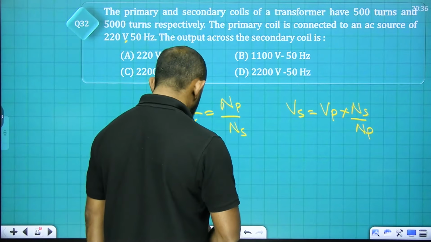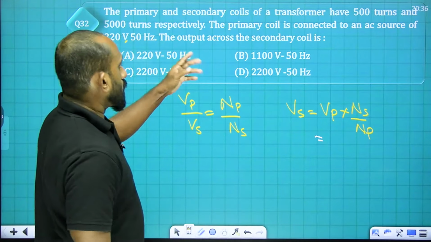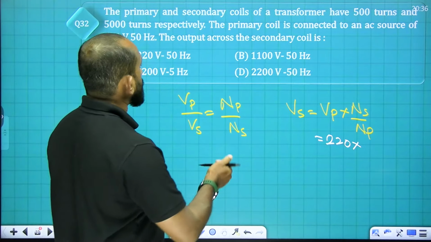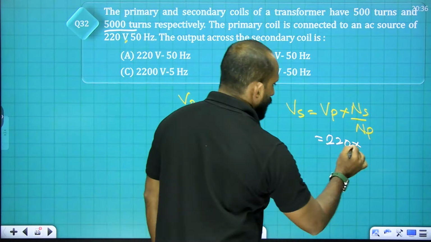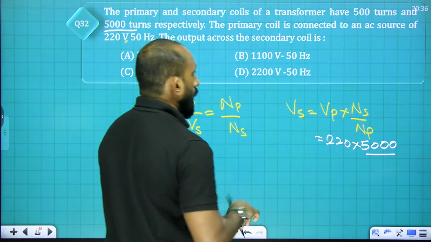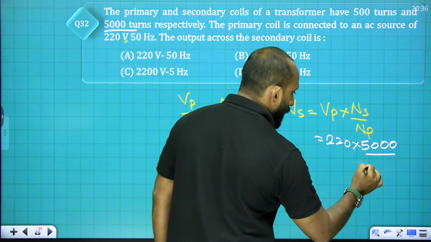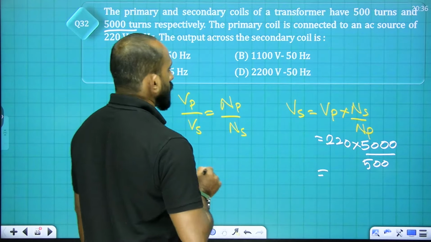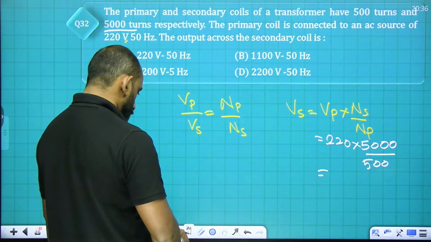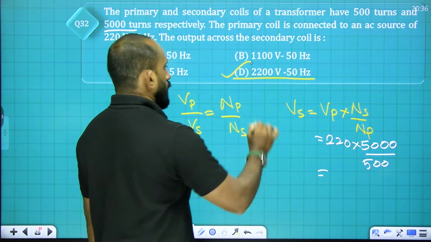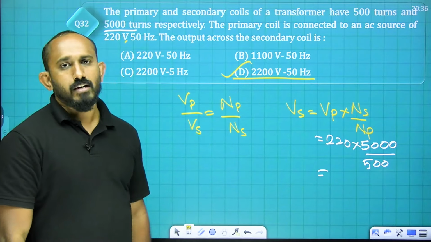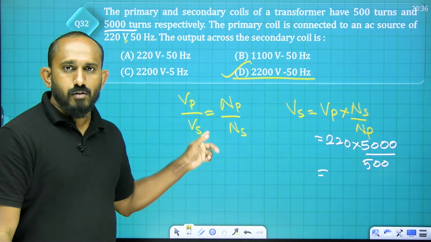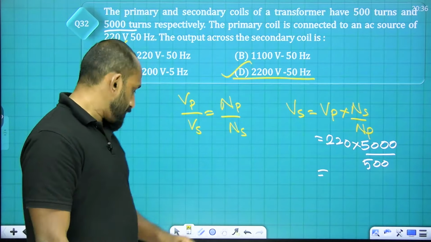So how much is Vp? It is given, the primary voltage is 220, times Ns, the number of turns in secondary, given as 5000 turns. So it is 5000 divided by Np, the number of turns in primary, which is 500. So this will be equal to 2200. So this answer is C. 2200 volt 50 Hertz will be the output of the transformer. So the ratio of voltage across primary and secondary will be equal to the number of turns in primary and secondary.